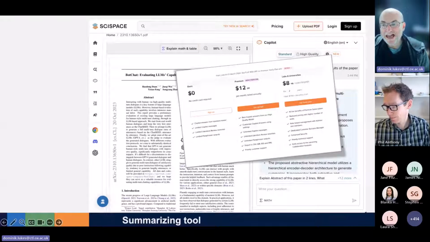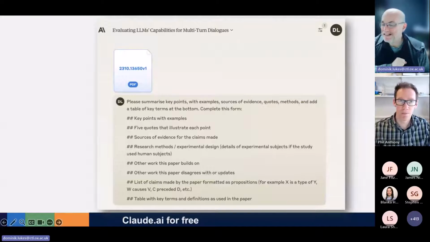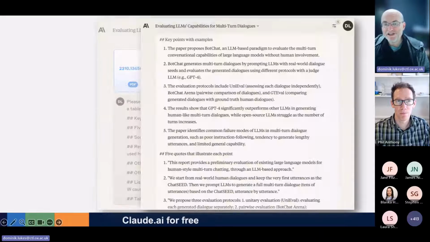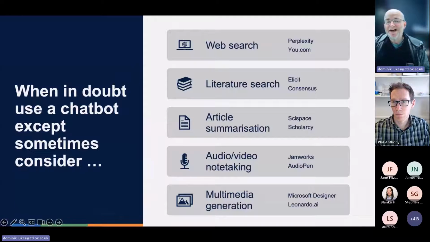But of course, what happens if I go to Claude and ask it with these detailed prompts, the same paper upload, and I actually get very similar results. Now, it doesn't mean SciSpace is useless. It just means it has other nice features, but I have to make that decision. What is the benefit? And of course, I know that I have to use something that has a long context window. So in this case, I will always choose Claude for that, right? So I always say, when in doubt, use the chatbot, except sometimes consider one of these others for a reason.